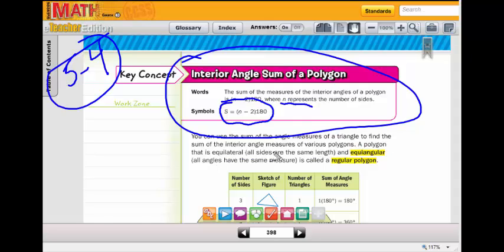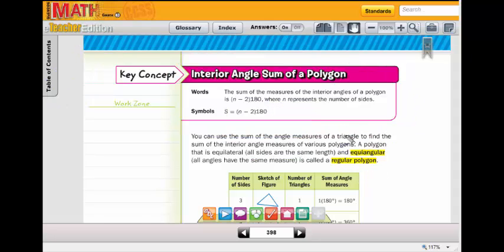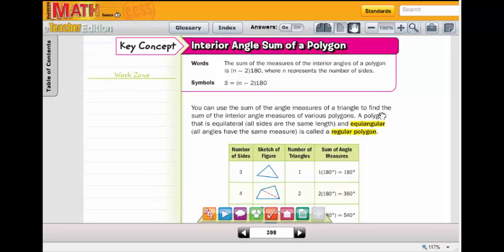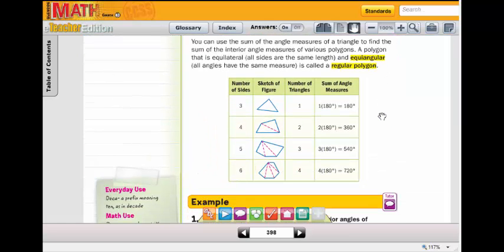Let's read further, and it says you can use the sum of the angle measures of a triangle to find the sum of the interior angle measures of various polygons. A polygon that is equilateral, in other words, all sides are the same length, and equiangular, all angles have the same measure, is called a regular polygon. So put these two definitions in your notes and on your vocabulary so that you have most of it done by the end of the chapter.